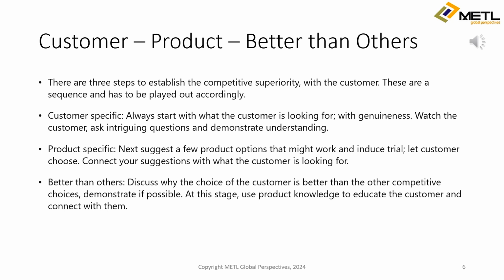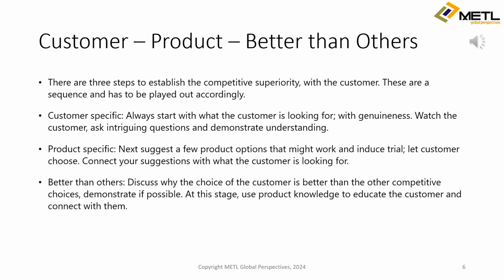There are three steps to establish competitive superiority in sales with the customer. This is a sequence and it has to be played out exactly like that. First step is customer specific. Always start with what the customer is looking for with genuineness. Watch the customer, ask intriguing questions and demonstrate understanding. Second is product specific. Next, suggest a few product options that might work and induce trial. Let the customer choose. Connect your suggestions with what the customer is looking for in the first place when you had the interaction.